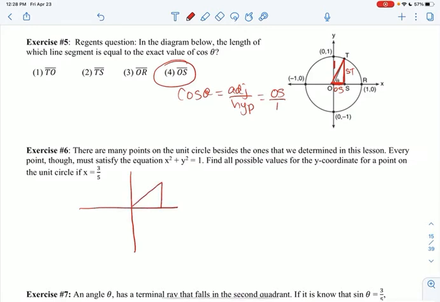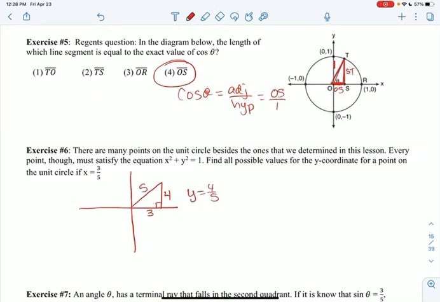Here's my triangle. If x is 3/5, my x is right here. I want the x value, so this is going to be 3 and this is going to be 5, because the x, the left-right, is 3/5, so x equals 3/5. Find all possible values for the y-coordinate for a point on the unit circle if x is 3/5. All right, so the y-coordinate is going to be 4/5.